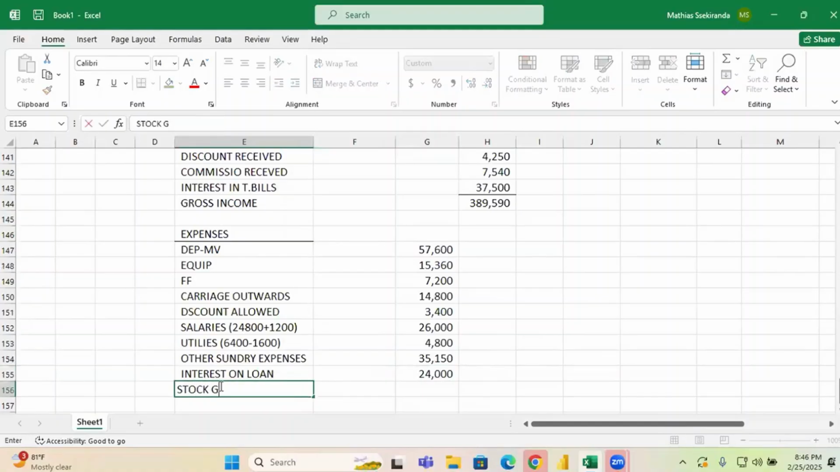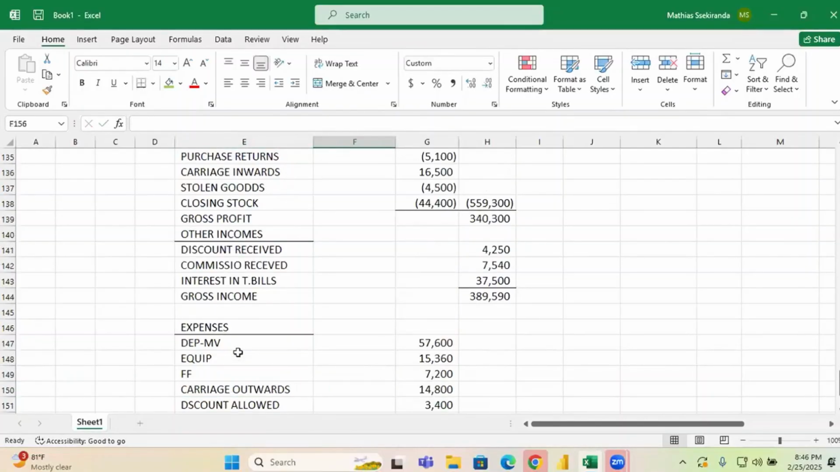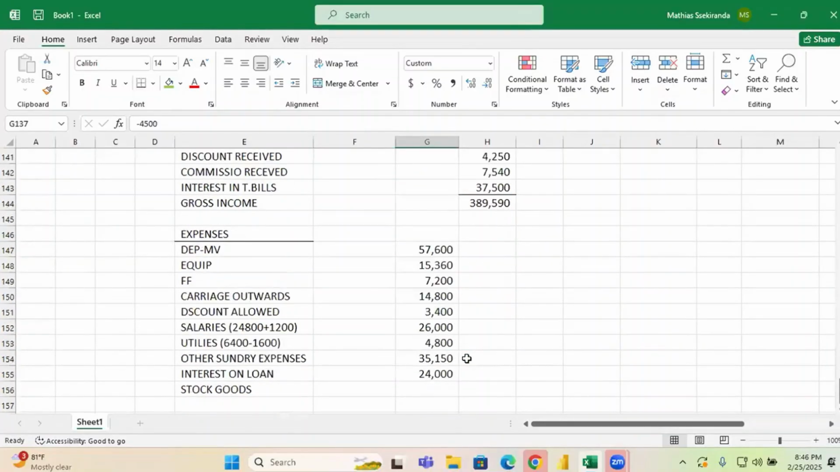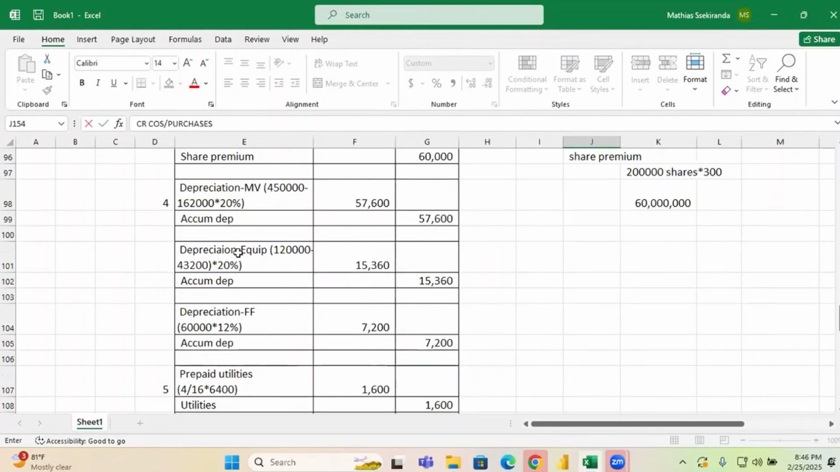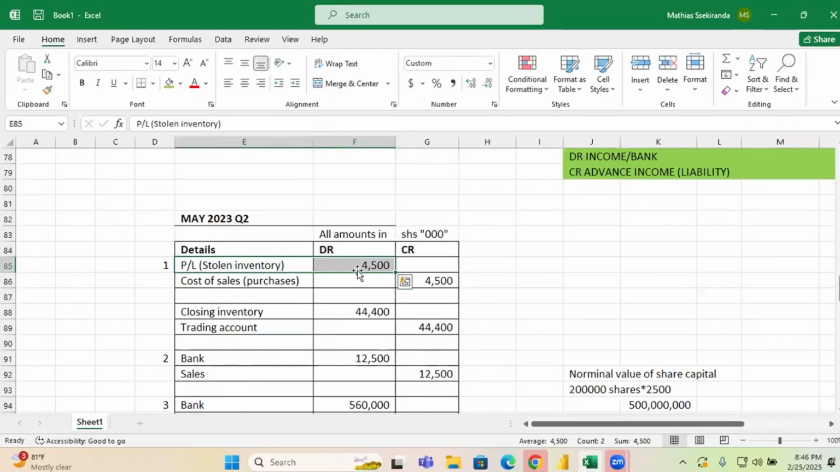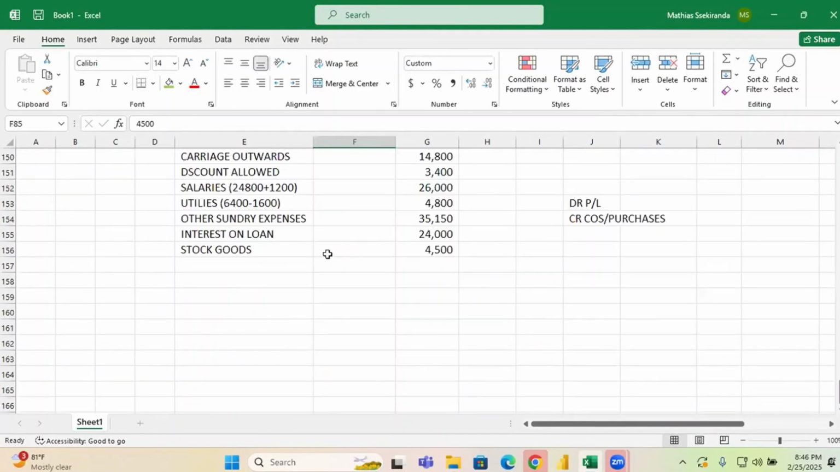And then you complete the double entry of stolen goods. Stolen goods that you credited here for 500, you have to come and recognize them as expenses. Because the double entry is debit profit or loss, and you credit the cost of sales or purchases. This is what we did in the journal entries. So debiting profit or loss means you are recognizing an expense. So come put it under expenses because it has been stolen. You will never get it back again. So these are our expenses that we had during the year.